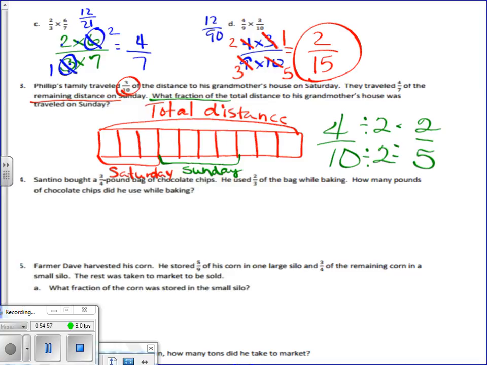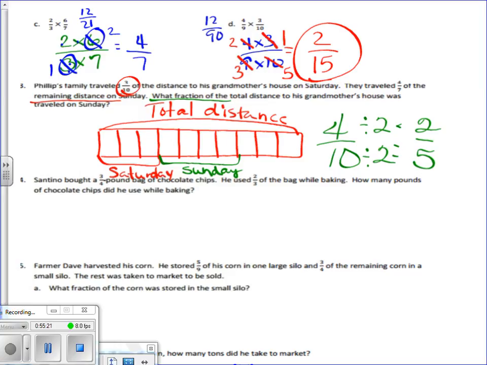Is this one a number multiply to solve? No. Oh, yes. Yes or no? I'm hearing no, yes, no, yes. Yes. He bought a 3/4 pound bag of chocolate chips. He used 2/3 of the bag. Yes.